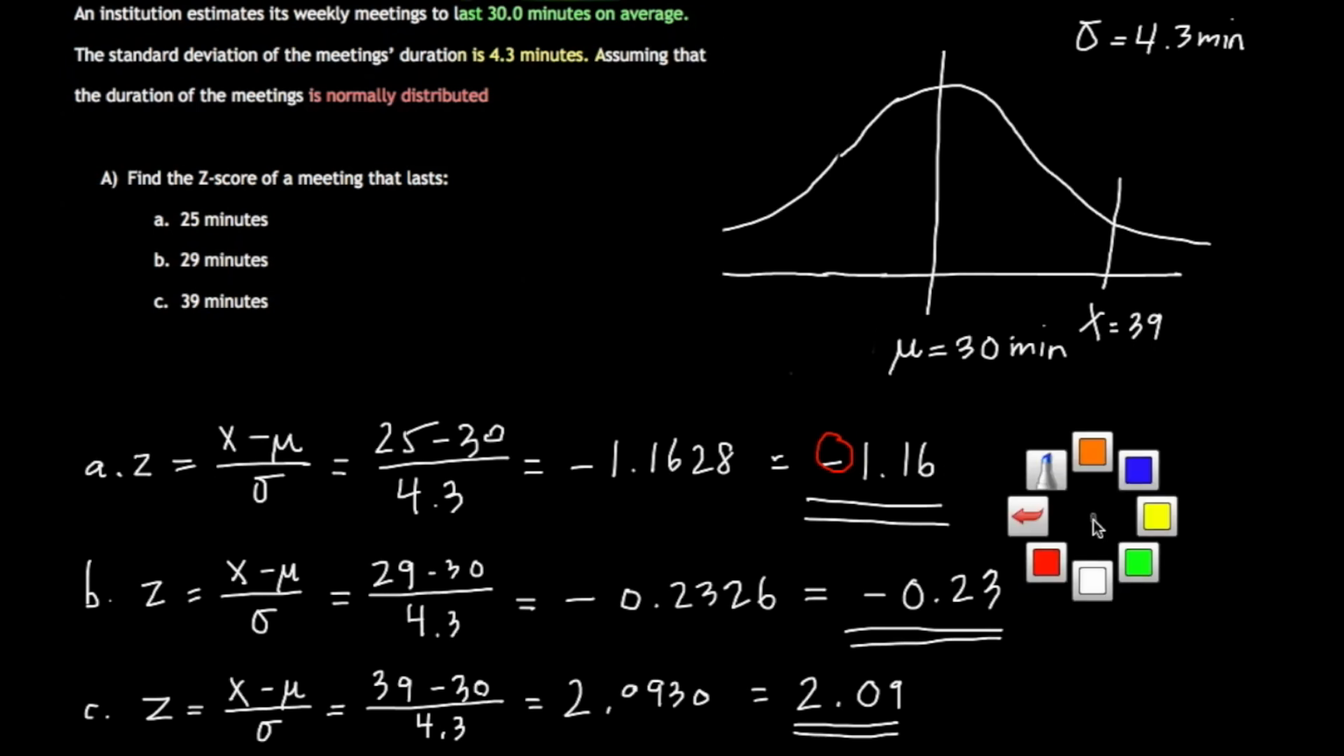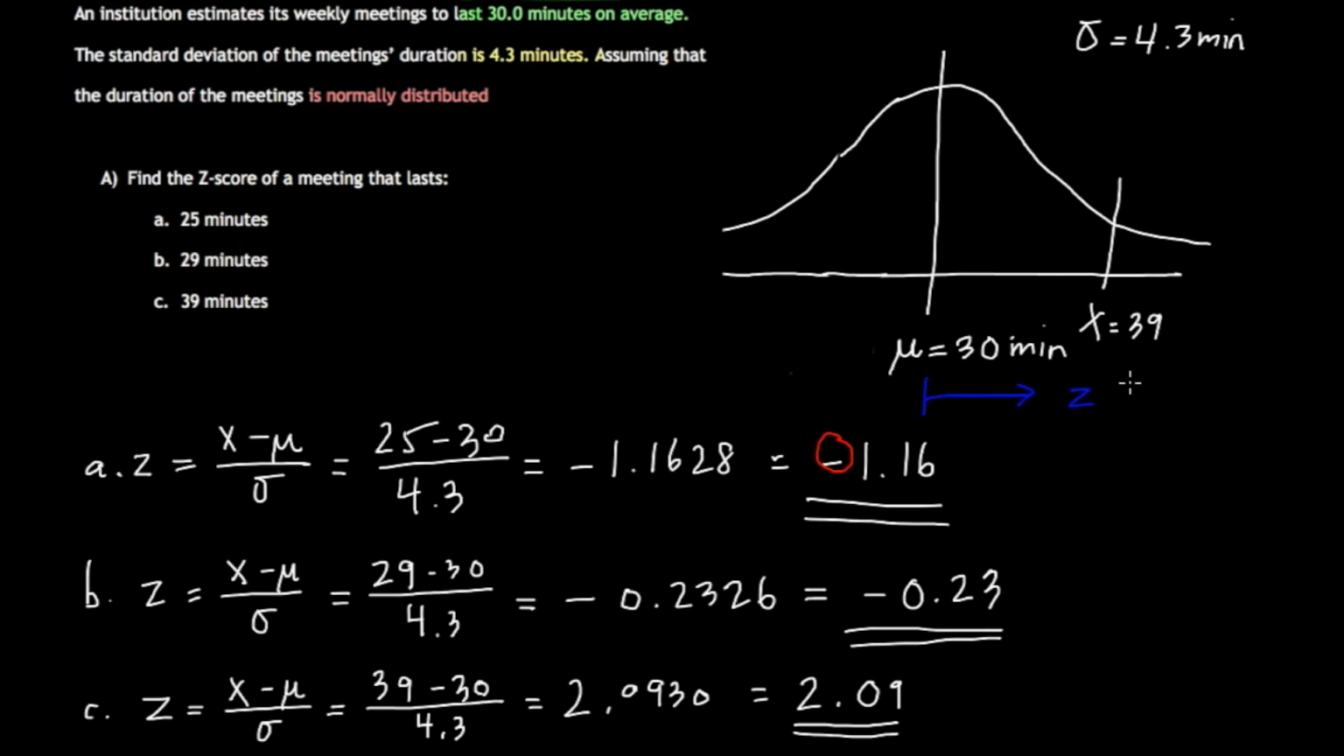I'll write it down here. So anything above the mean will give you a positive z-score. And let's take a different color.